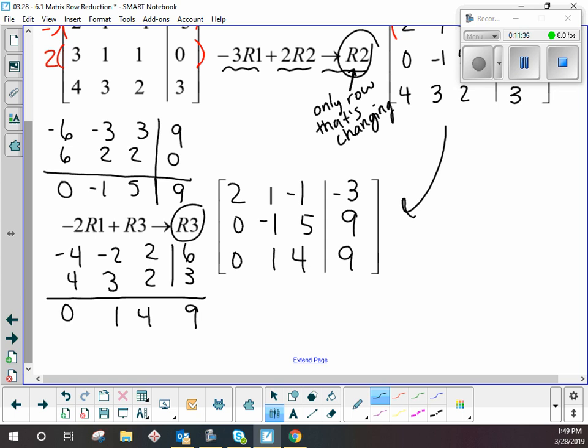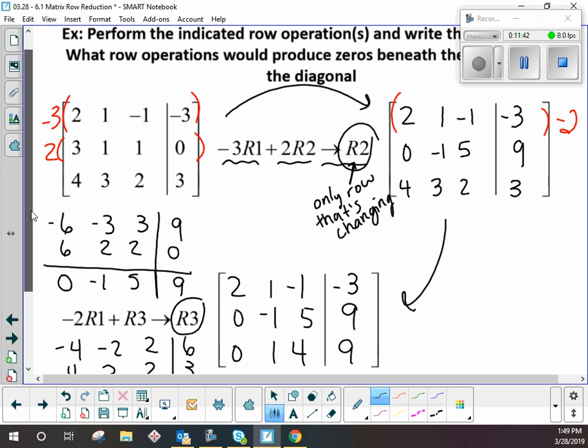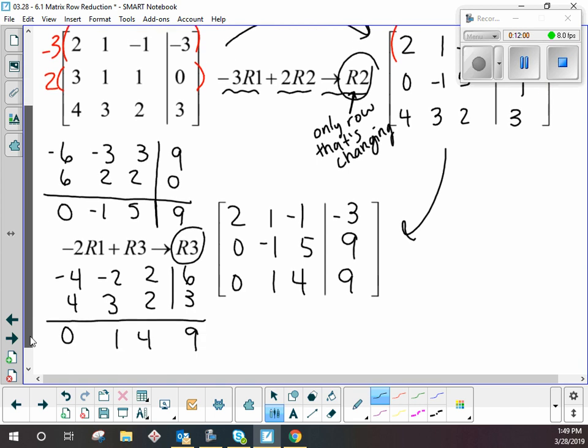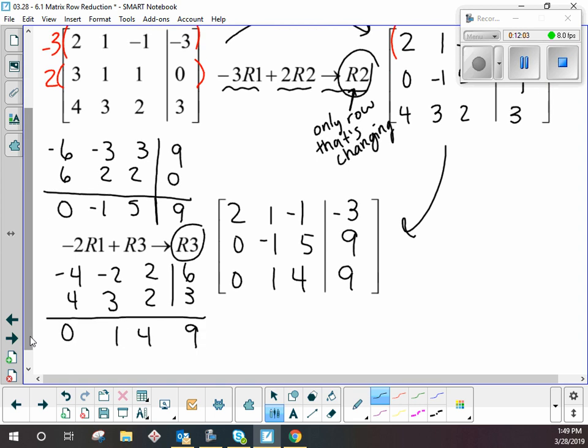Okay. All right, so we have that. So my next thing I want to ask you on the instructions up top for the example, it says what row operations would produce zeros beneath the first entry in the diagonal? Change this word first, change it to second. I like this question better. So right now I have zeros underneath the first entry in the diagonal. I'm asking you now, what row operations would I need to do to get a 0 under the second diagonal entry?